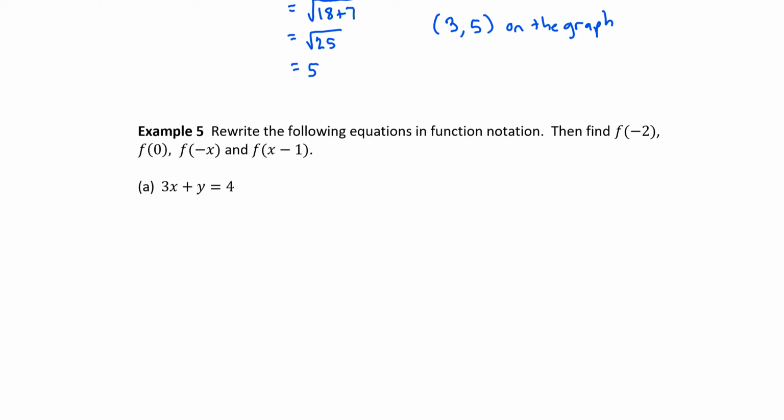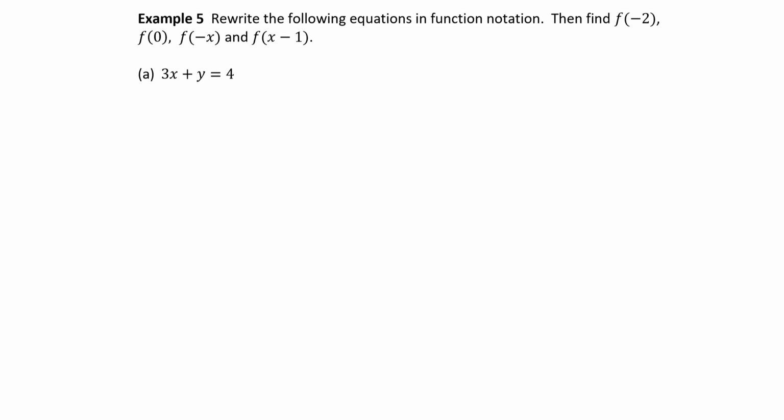Example 5, rewrite the following equations in function notation, then find f of negative 2, f of 0, f of negative x, and f of x plus 1. Okay, one thing at a time. First thing I want to do is rewrite it in function notation. To do that, I need to have y by itself. So I'm going to subtract 3x from both sides. We get y equals 4 minus 3x. Then we can replace y with f of x, and that rewrites the equation in function notation.